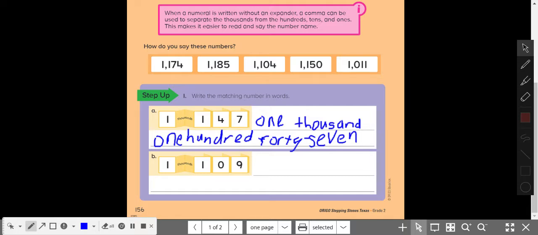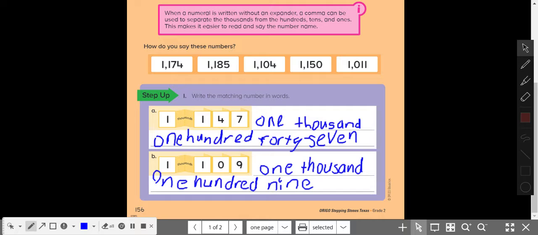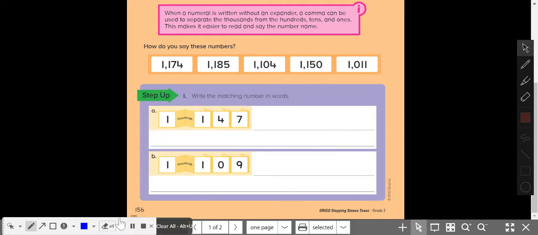Let's read letter B. 1,109. I wonder if I'm going to put anything for the zero. When I say the word, I don't say the zero. So I think I'm just going to write what I hear when I say the number. 1,109. There we have it. I have 1,000 on my number expander, so I wrote 1,000. I have 100 on my number expander, so I wrote 100. And then I have 9 on my number expander, so I wrote 9. 1,109. Let's look at some other problems on the other page.